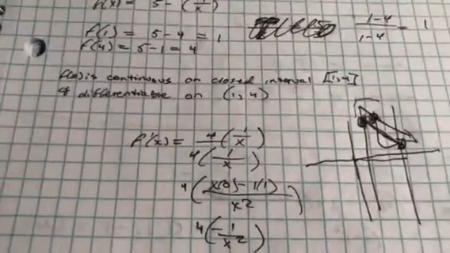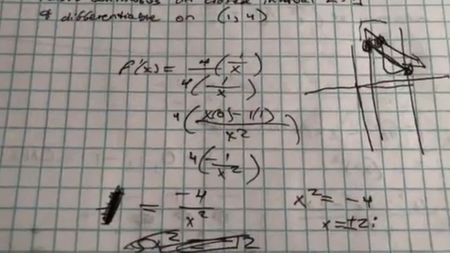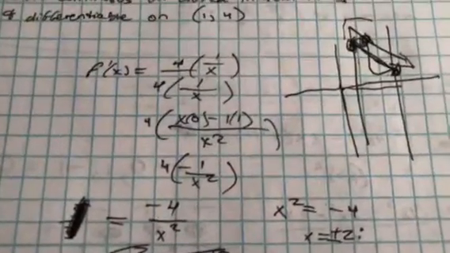Is this the same problem? It is, because we're finding the derivative of this. So the derivative of 5 minus 4 over x, that 5 is going to go away, so we're just going to have 4 over x. So the derivative of 4 over x is negative 4 over x squared.